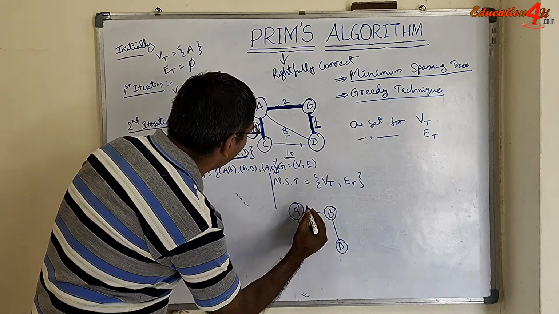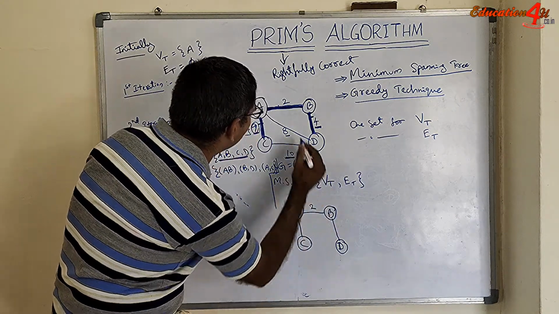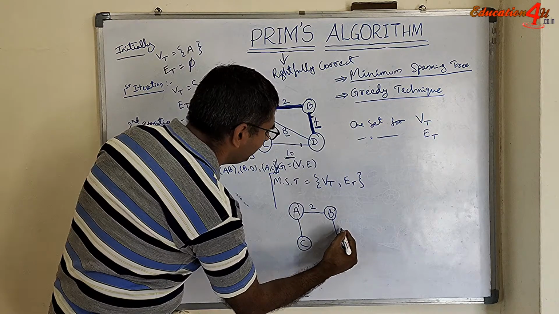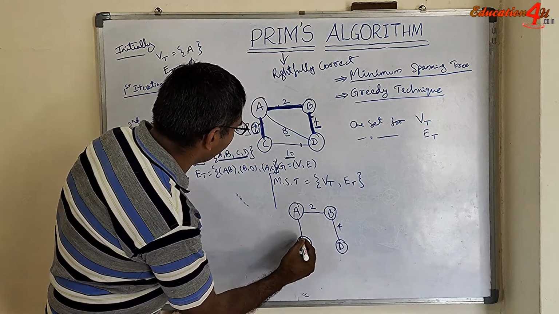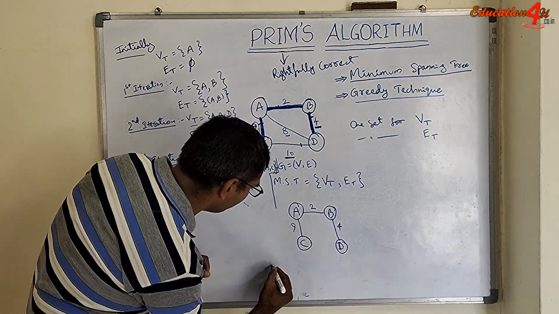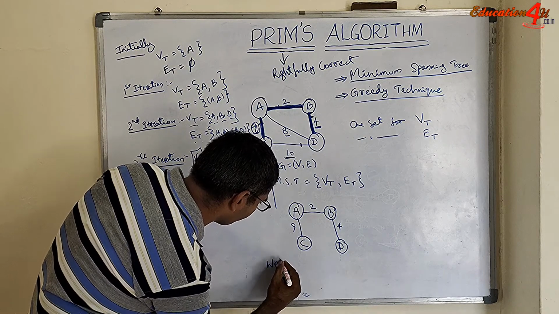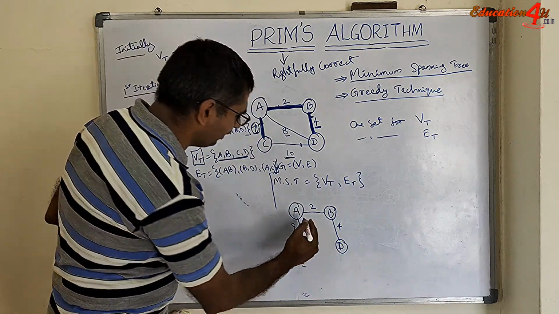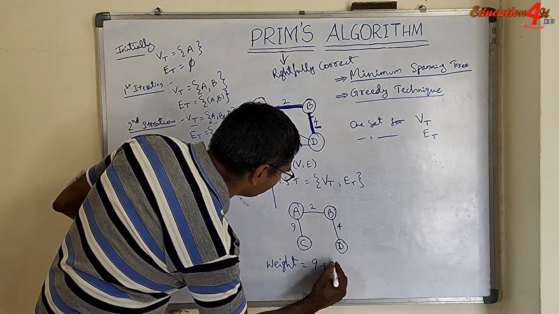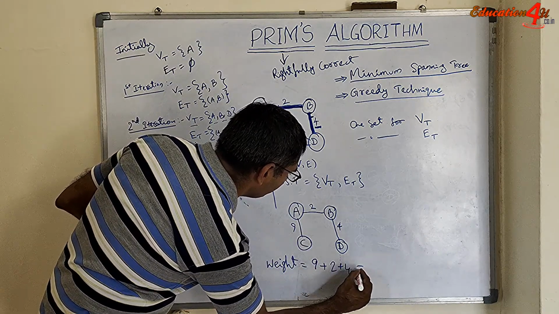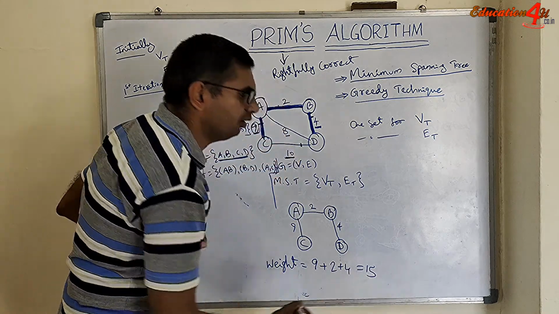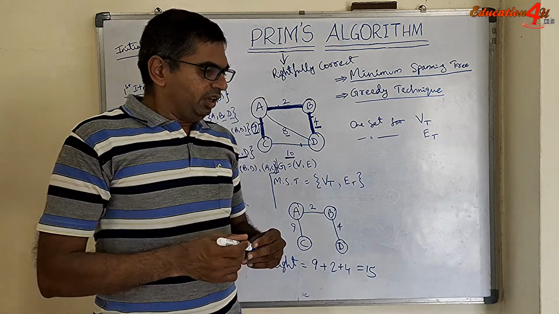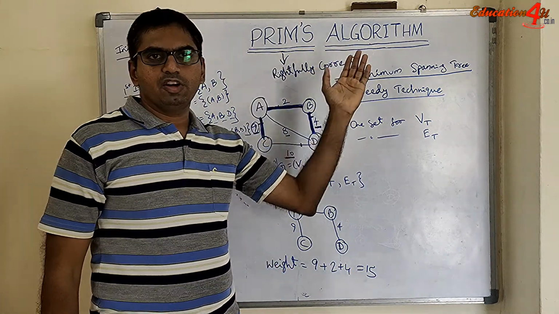Now what is the weight of AB? It is 2. The weight of the BD edge is 4, and the weight of the AC edge is 9. So what is the weight of this minimum spanning tree? We can calculate it as 9 plus 2 plus 4 equal to 15. So here we have learned about Prim's algorithm.